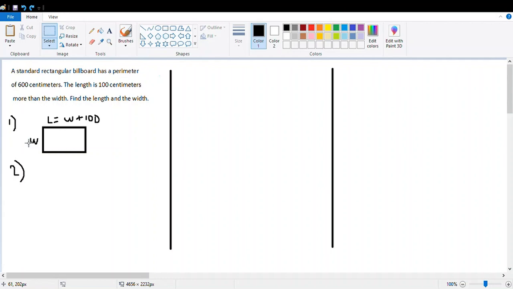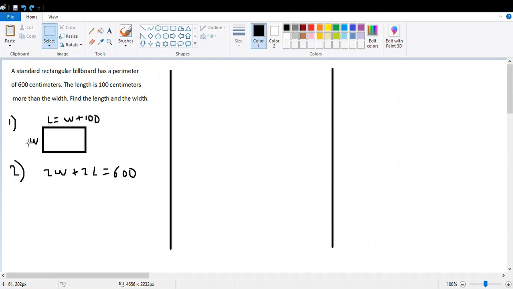Then we can say that one side W plus side L plus the other side W, because in a rectangle the opposite sides are congruent, then plus the other L is the perimeter, and in this case the perimeter is 600 centimeters. Okay, then the two widths, the two sides that we named W, plus 2L, the other two sides, equal 600. That's the first equation.